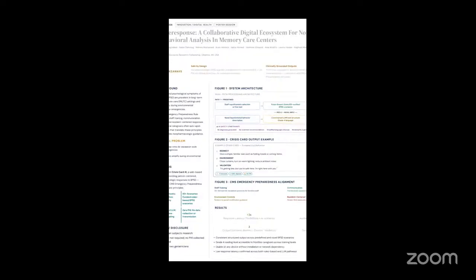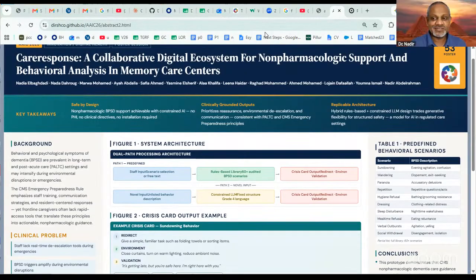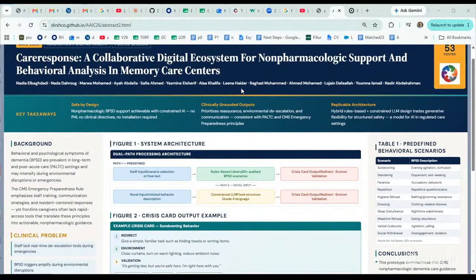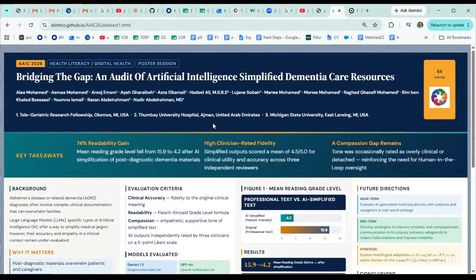Can I share my screen, if you don't mind? Sorry to interrupt you. Now I'm focusing on the background. Is it clear? Yes, it's clear now, but I think this is the other one. You were presenting another one. Sorry, I'm presenting Crisis Card. Yes, this one.